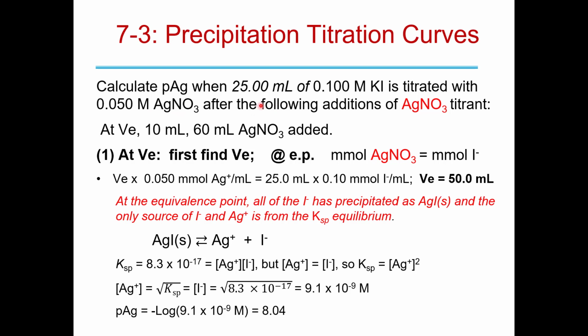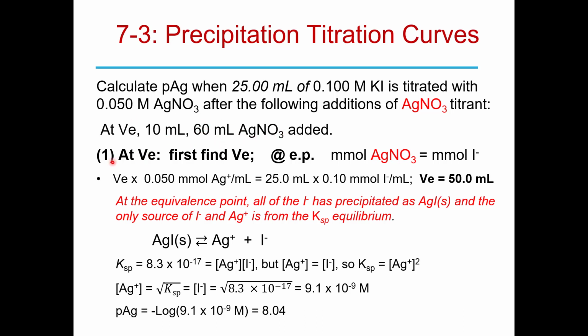And we want to figure out what is the pAg after the following amounts of titrant have been added. First off, we want to figure it out at the equivalence point. So what's going to be the pAg at the equivalence point volume? And then what's the pAg when we've only added 10 milliliters of silver nitrate? And what's the pAg after we've added 60 milliliters of silver nitrate from our burette?